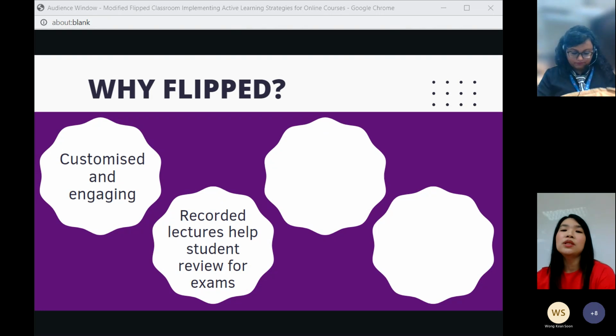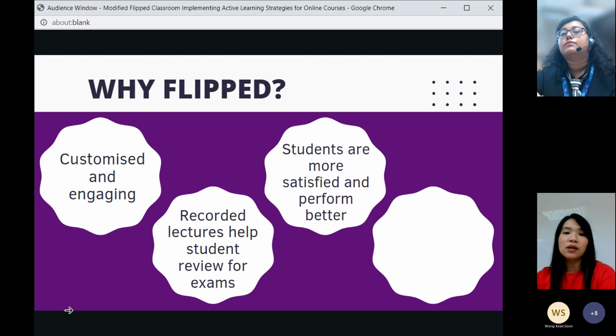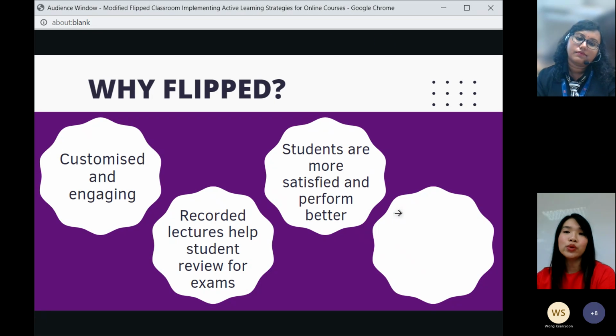Number 3, students are more satisfied and they can perform better because you know their problems through the pre-class activities. And during the class, you actually focus on the problems they face, and you customize your lessons already. So of course, they feel more satisfied because you attend to their problems, and also they can, of course, perform better.